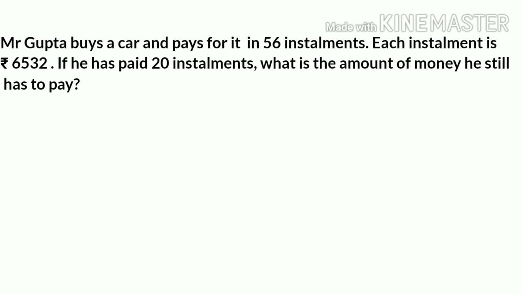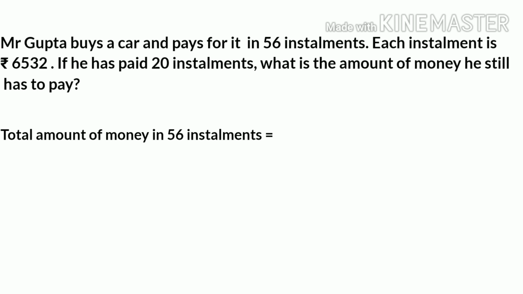Now by reading the question, we came to know that Mr. Gupta bought a car and he is paying the amount in 56 installments. And one installment is rupees 6,532. That means he is paying for the car in 56 payments of rupees 6,532. So first we will find the total amount of money in 56 installments.